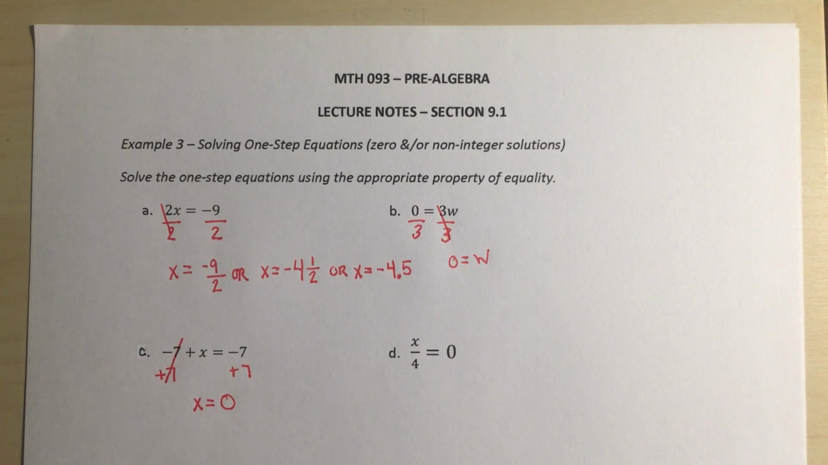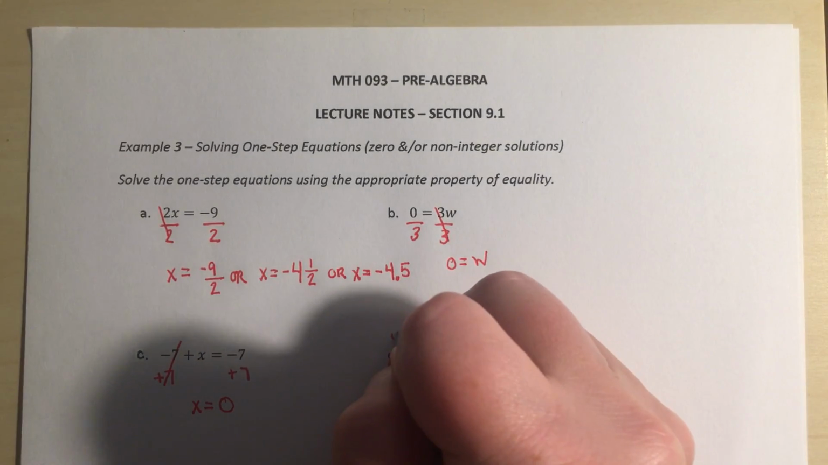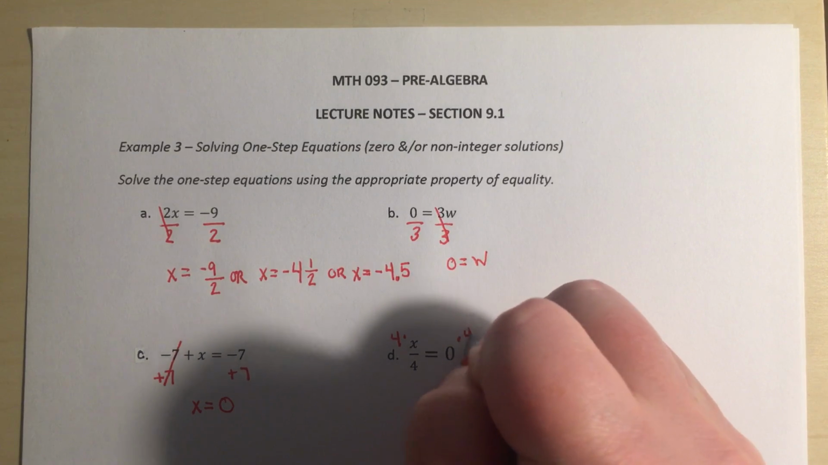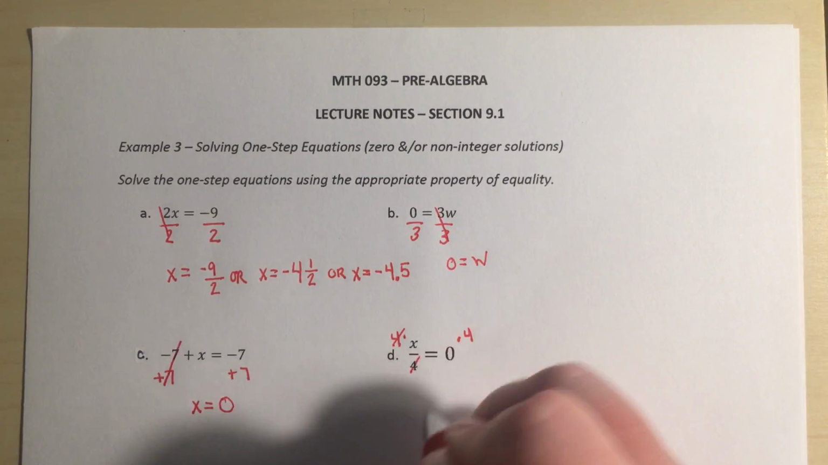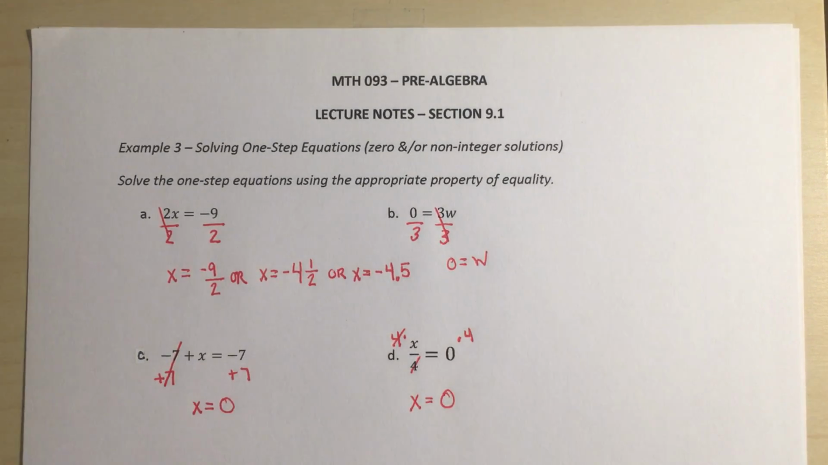For D, we have x over 4, so it's presented as a division. We get rid of dividing by multiplying. So we're going to multiply both sides by 4. Those cancel, we're left with x. 0 times 4 is 0.